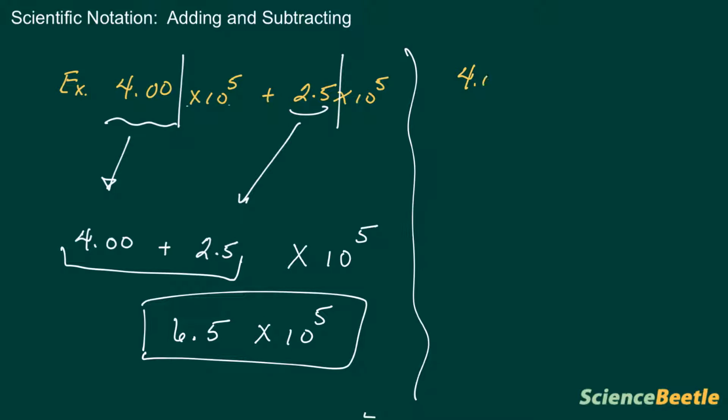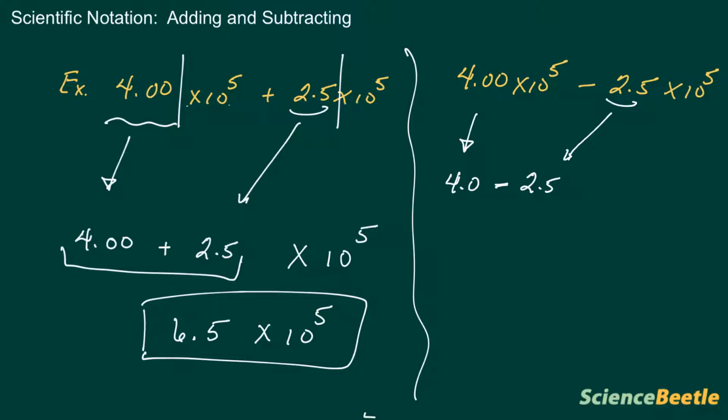So let's say that we have 4.00 times 10 to the 5th minus 2.5 times 10 to the 5th. Again, notice that in both cases the exponent is the same on both of them. And so all we need to do now is separate them out. So I'm going to bring the 4 and the 2.5 down separately. So here, 4.0, bring down the operation, which is minus, 2.5. And then the exponent, since it is the same, we can keep as the same for both of these. So it would be times 10 to the 5th.